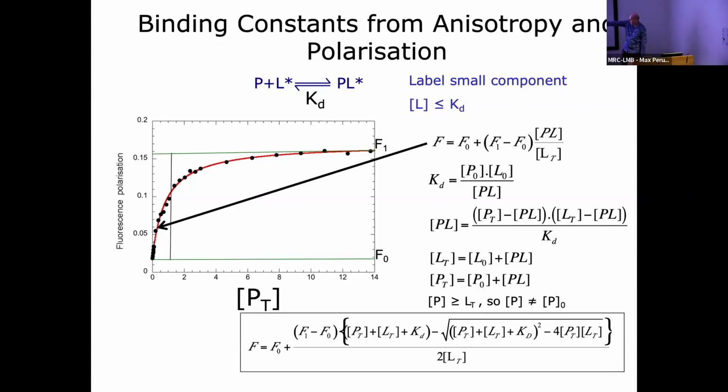That relates the polarization change, the initial polarization, and the change that you actually see. You put in the total protein and the total ligand that you've got, and then that will fit. This equation is called a ligand depletion equation, because as you're titrating in the binding partner, you're reducing the amount of ligand and you're reducing the amount of free protein as well.